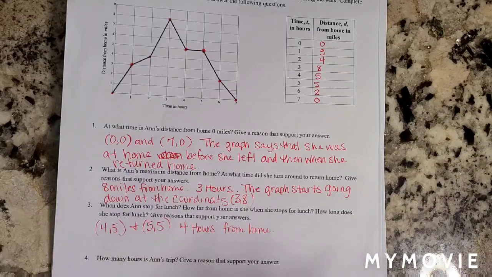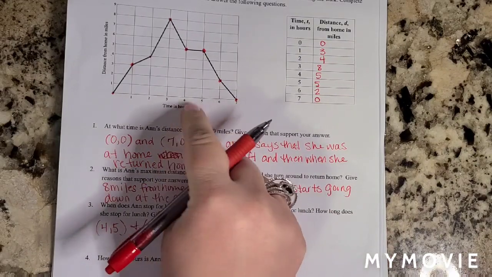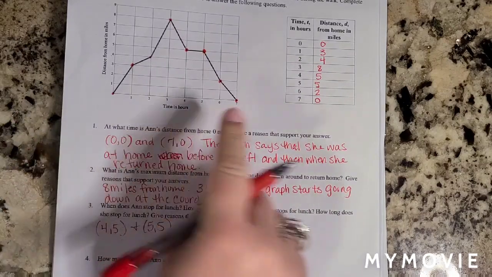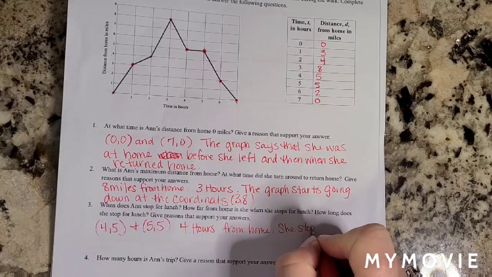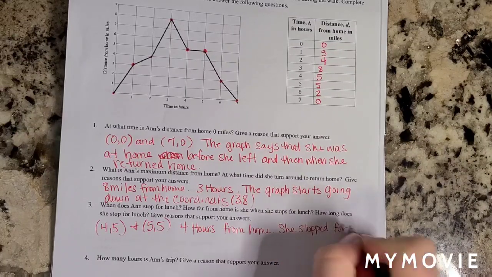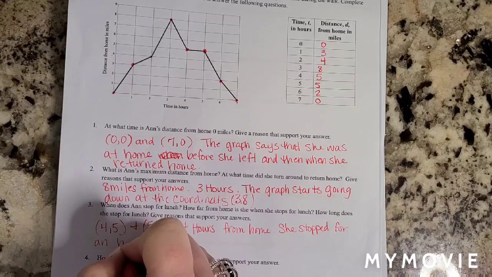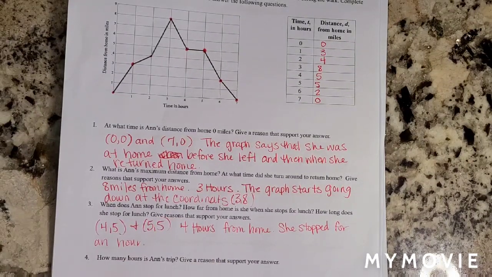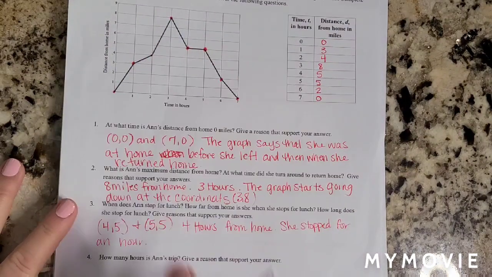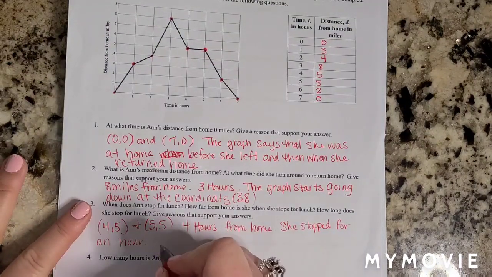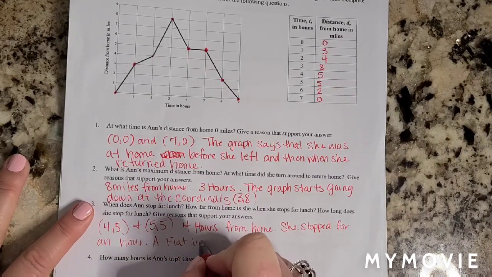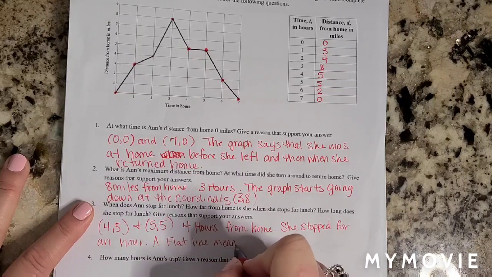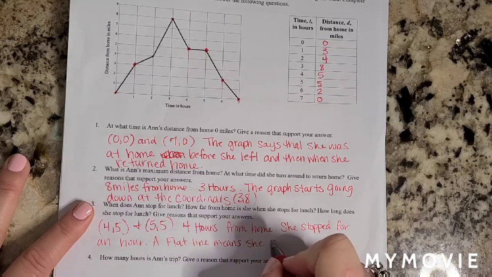How long does she stop for lunch? Well, I can see that she stopped at 4 and she left at 5. So she stopped for an hour. And give reasons to support your answer. So I can say, I know that when I see a flat line, that means she stopped. So a flat line means she stopped.